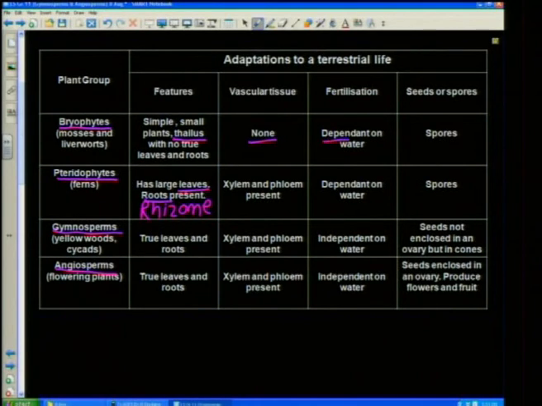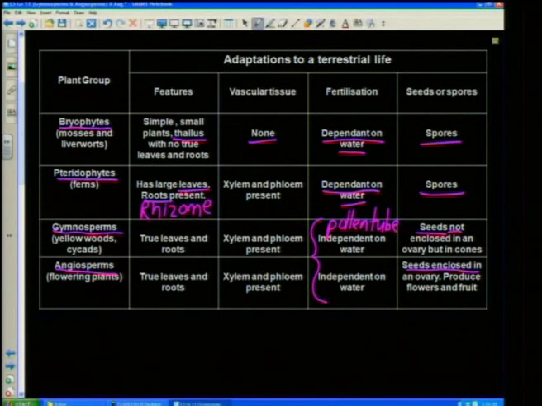Fertilization: moss depends on water. Remember that? Ferns depend on water. These two, independent of water. They had pollen tubes that took the male cells to the female cells. Seeds or spores: spores in the moss, spores in the ferns, seeds that are not enclosed, and seeds that are enclosed. So these are seed-bearing plants. This is a very, very important table.